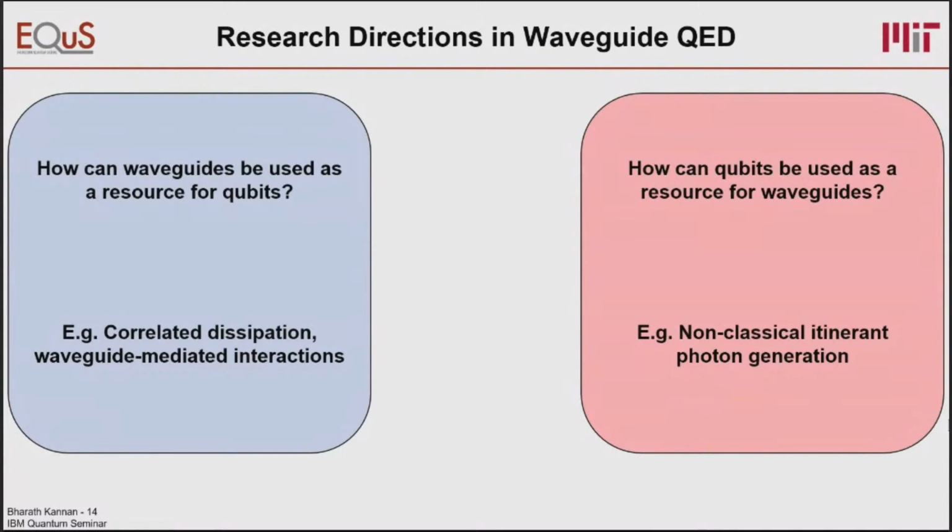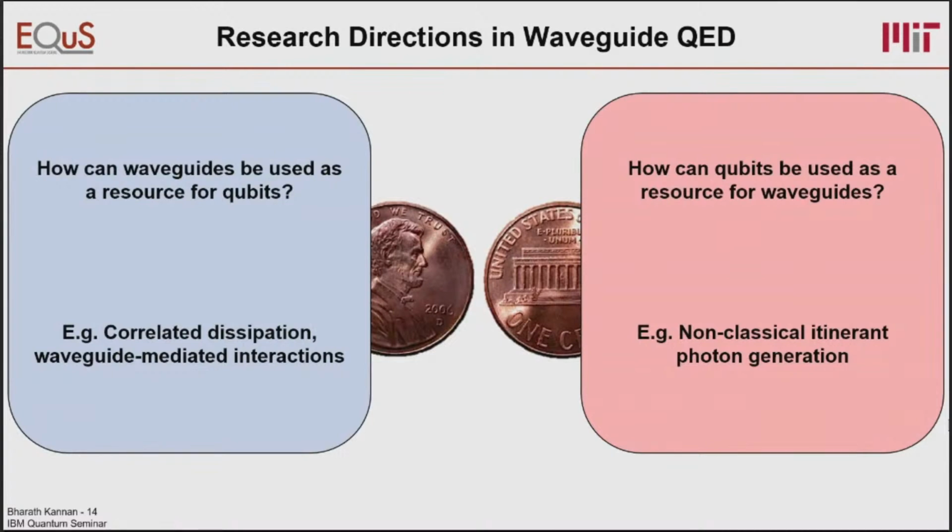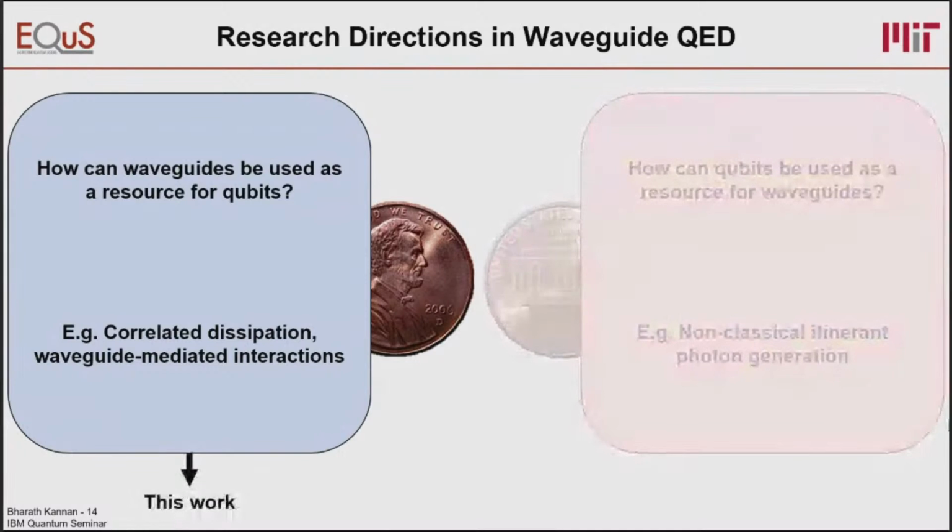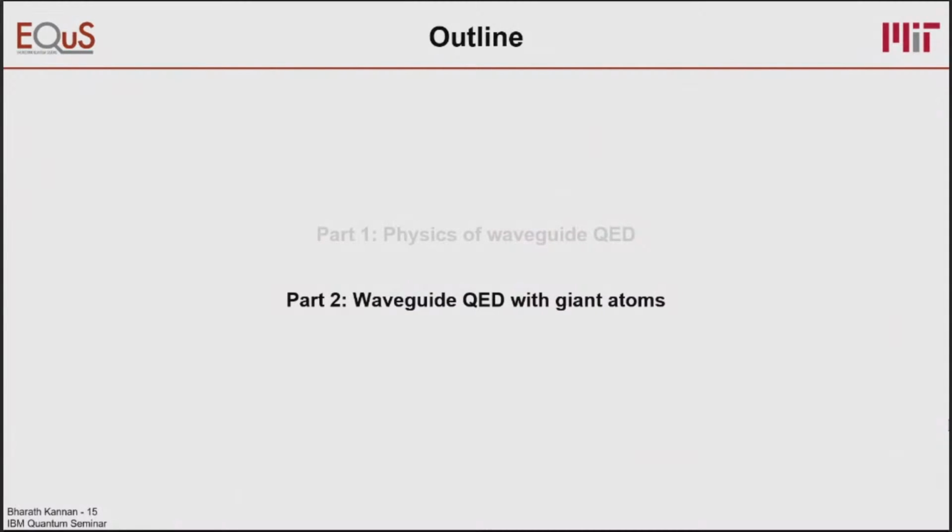But really, although these two questions seem somewhat orthogonal to each other, they're really two sides of the same coin, in the sense that the solutions to one can be applied to the benefit of the other. Now, for this work, we're essentially going to be focusing on the first question. So how can the waveguide be used as a resource for the qubits? But it's important to keep in mind that this isn't a closed question, in the sense that the solutions that we present here can be applied to the other. So with that, we've now discussed the physics of Waveguide QED, and now we can get to more of the exciting stuff in terms of how giant atoms can help us address some of the challenges that I outlined in the beginning of the talk with Waveguide QED.